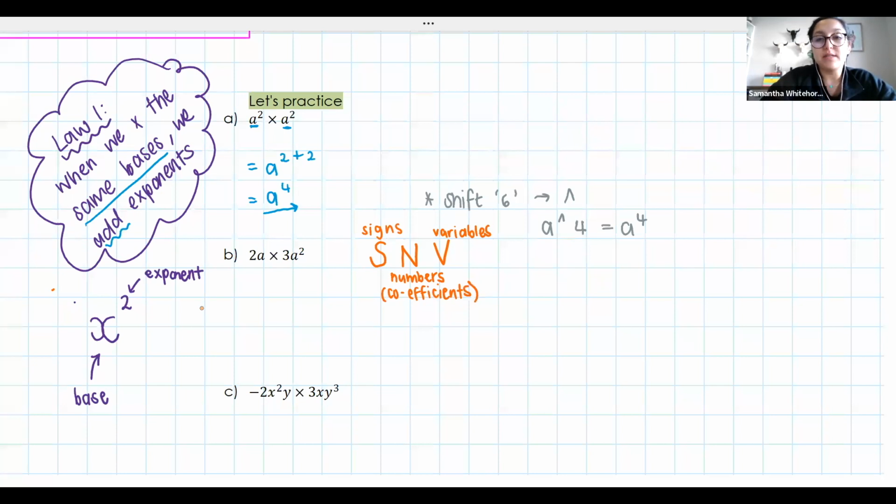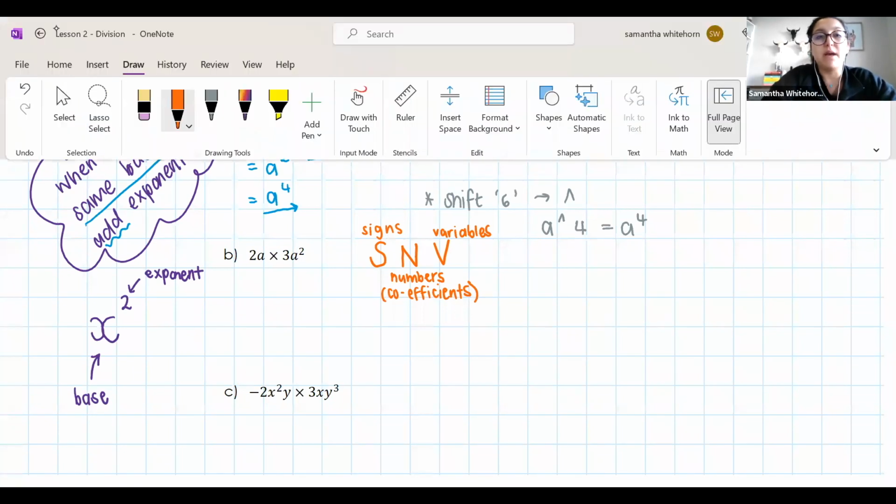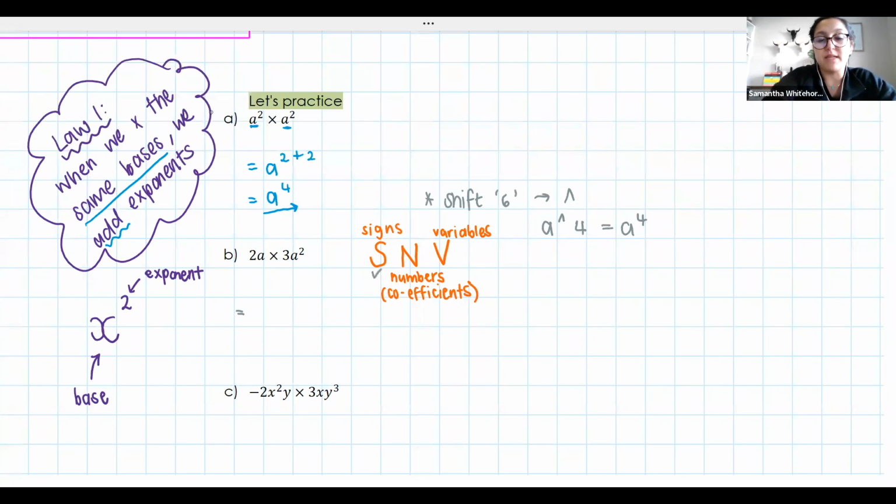If we start with our signs, we've got a positive 2a times a positive 3a squared. Both of them are positive, that means my answer is going to be positive. I've dealt with my signs. Then I go on to my numbers. My numbers are 2 times 3. We know that 2 times 3 gives me a product of 6, and that is the coefficient for my answer. Dealt with my numbers, now I can move on to my variables.